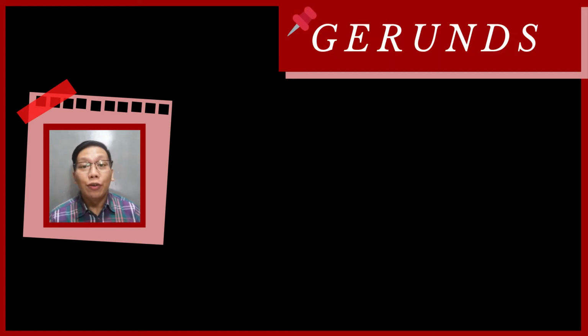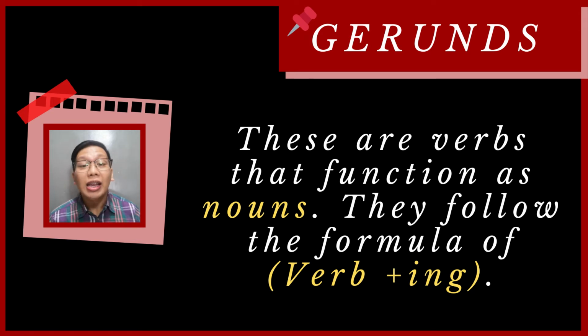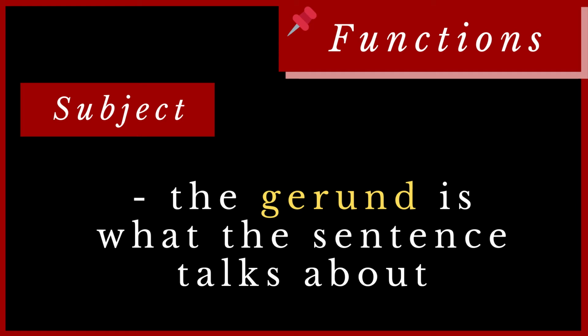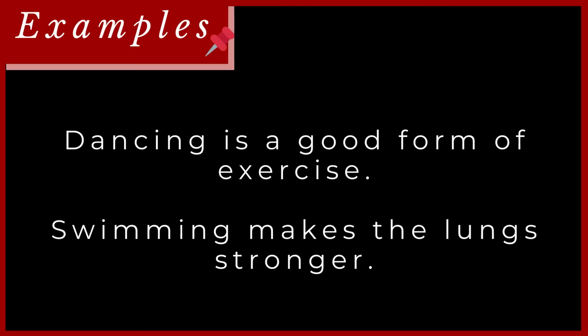The next kind of verbals are called gerunds. These are verbs that function as nouns. They follow the formula verb plus ing. Gerunds function in 6 ways. First, as subject, where the gerund is what the sentence talks about. For example, dancing is a good form of exercise. Swimming makes the lungs stronger. Both dancing and swimming are examples of gerunds that function as subject.